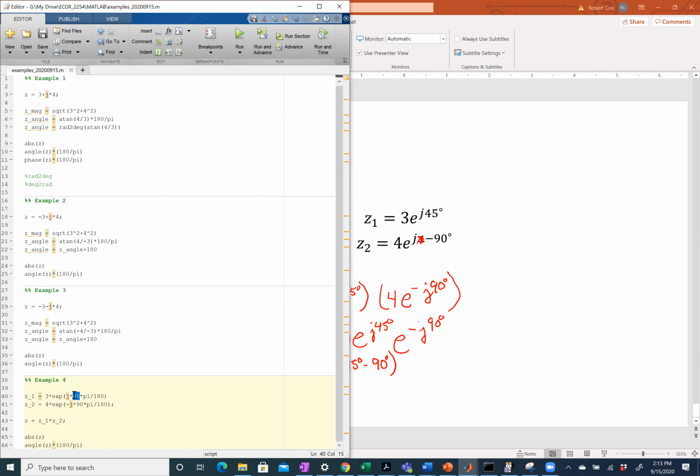I converted the 45 degrees into radians by multiplying by pi over 180. I could have used that radian to degree function that I introduced up here, or degree to radian. And then I did the same thing for Z2. Then I just multiplied Z1 times Z2. I take the abs of that, which gives me the magnitude. I take the angle of that, which gives me the angle, all right?